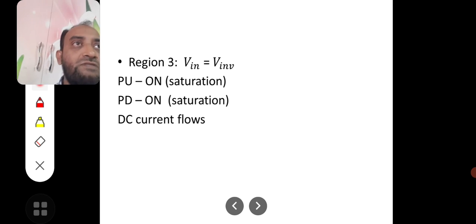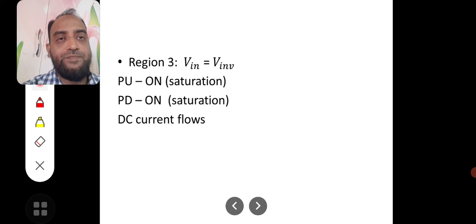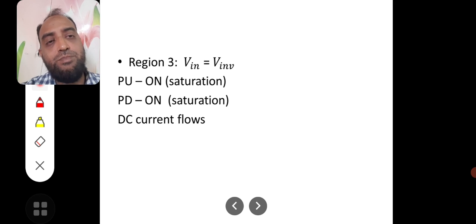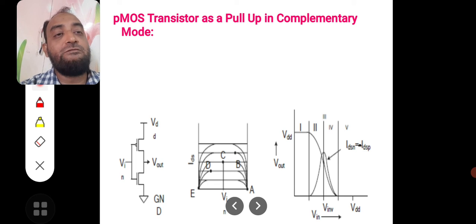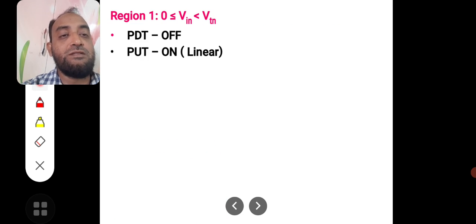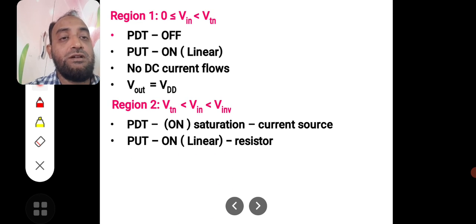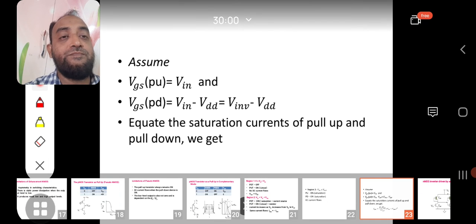In the third region, when the input voltage is equal to VINV, which is 0.5 VDD, then both the devices enter into saturation. During this state, a peak current flows, which is represented like this. IDSN is equal to IDSP with a reverse direction. During this region 3, a peak current flows, which is called dynamic power dissipation. Except that short time, current flow does not take place in the device.